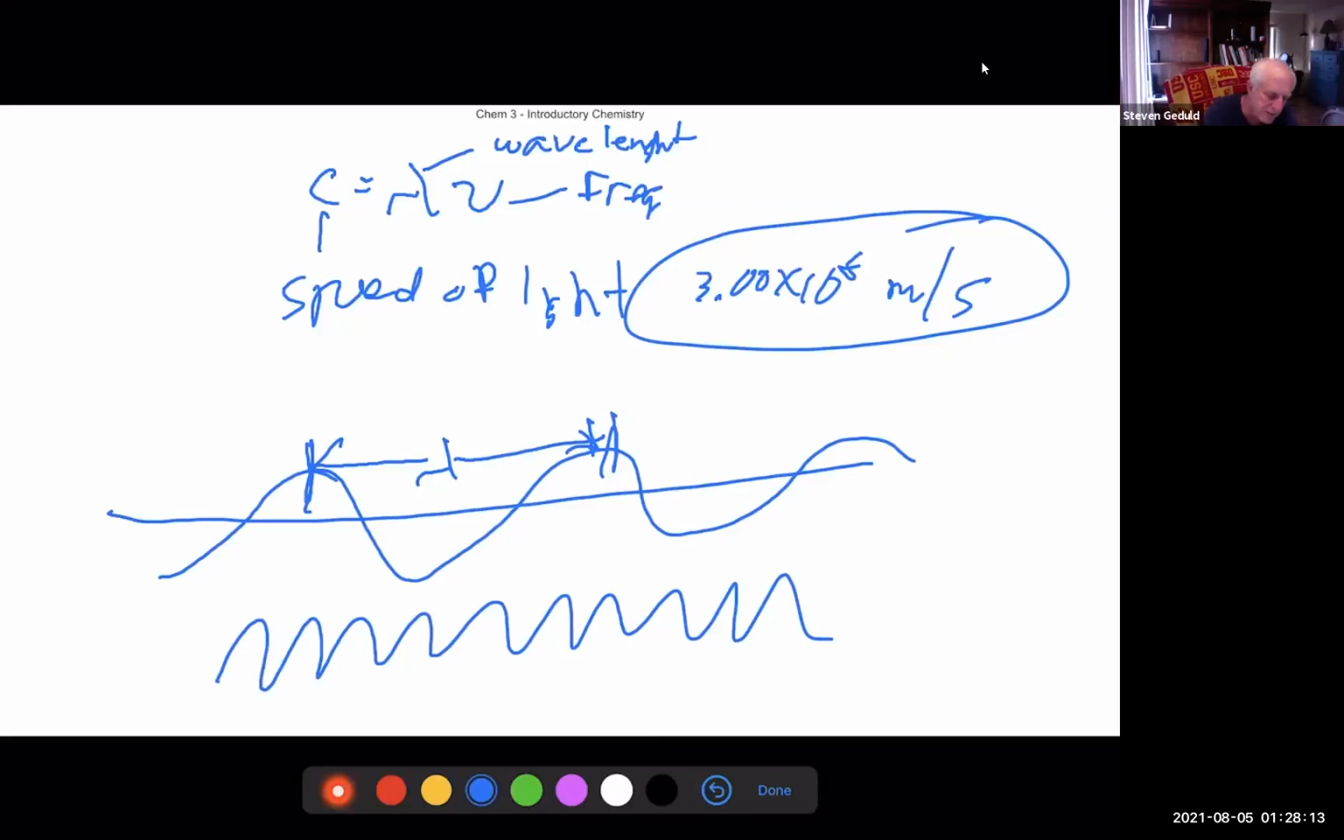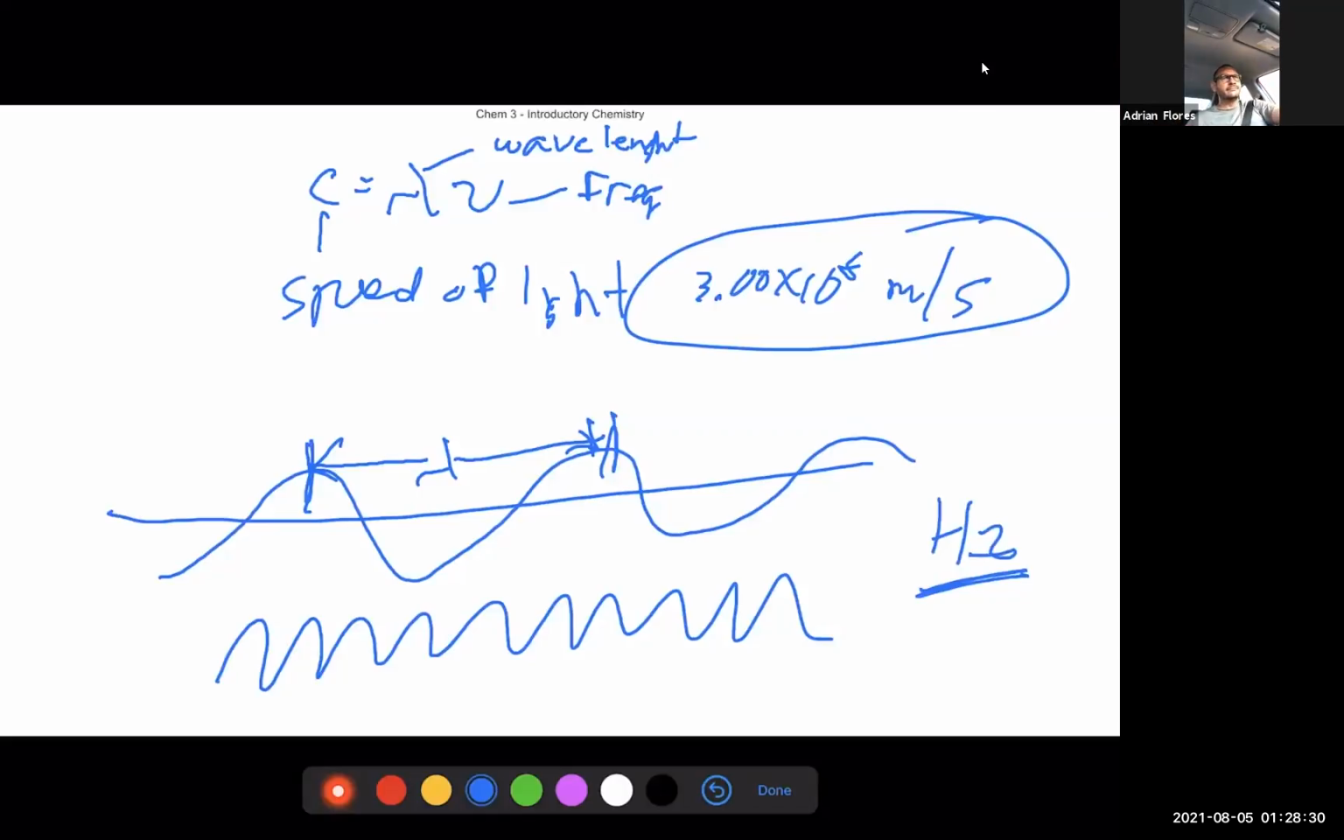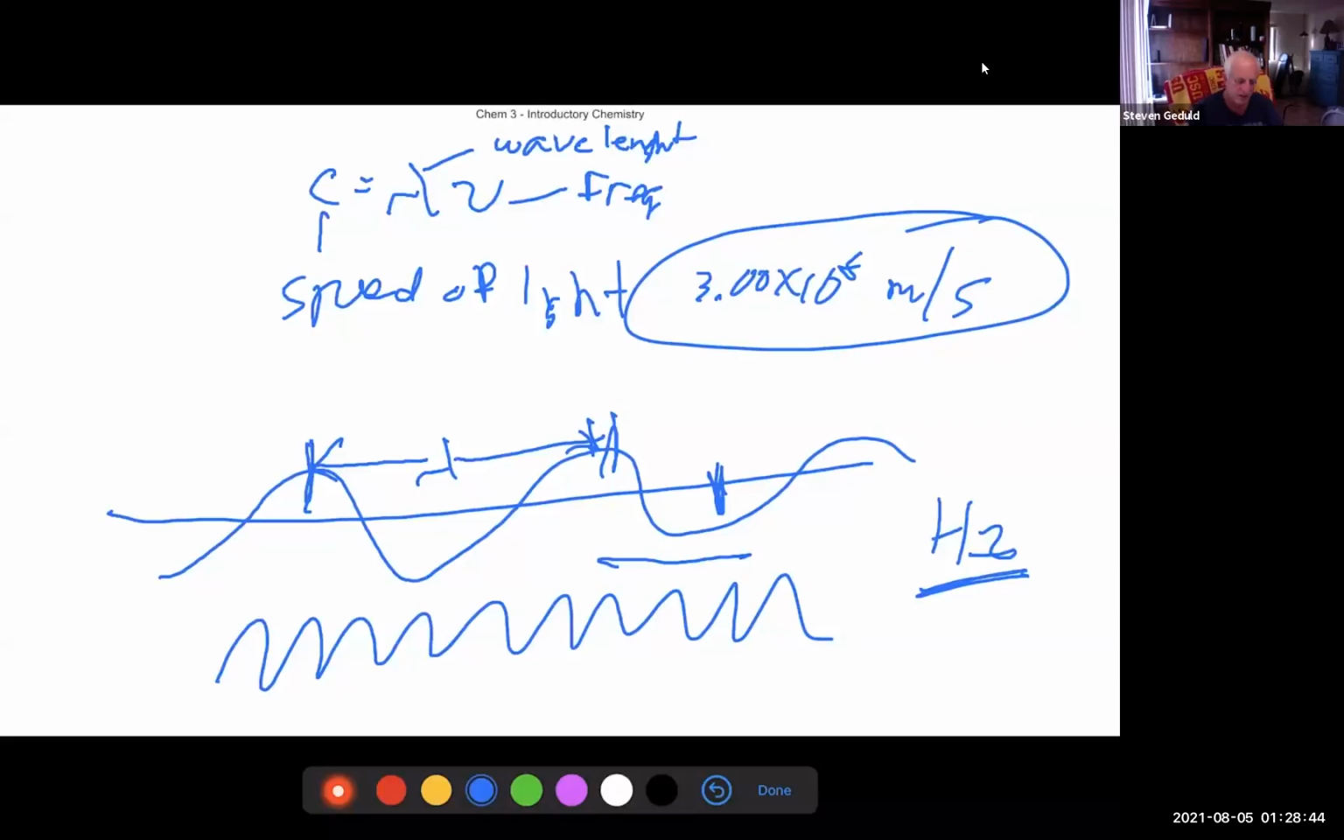The frequency is how many times it passes one particular point per second. Per second is hertz. So 60 hertz is 60 times per second. 120 hertz is 120 times per second. So you put a point on this line, and how many times a wavelength will pass that point is your frequency. So that's your first formula, C equals lambda nu.